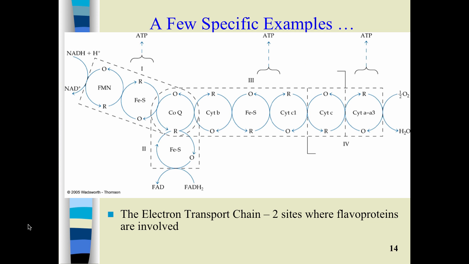So here's one way of looking at ETC, and this is in, I think, chapter 1 of your textbook. Looks kind of messy. Where are we? Here's mitochondrial intermembrane. Here are components of the ETC. So down here is the last one. So here's complex 4, cytochrome oxidase, that's adding electrons to oxygen and protons to get water.